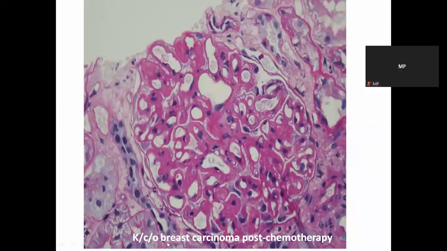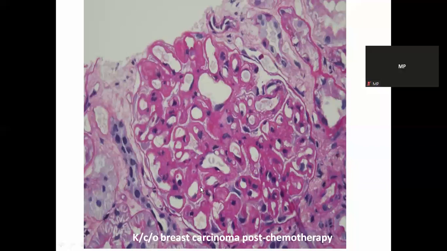So this case, a known case of breast carcinoma post chemotherapy, and I must tell you, looking at the morphology, my first diagnosis was membranous, because when I compare this membrane with the tubular basement membrane, which is so thin, the majority of the capillary loops were showing this kind of thickening. I thought it is membranous, and in advanced membranous also you can find some duplication.